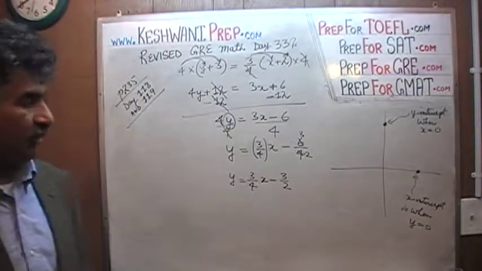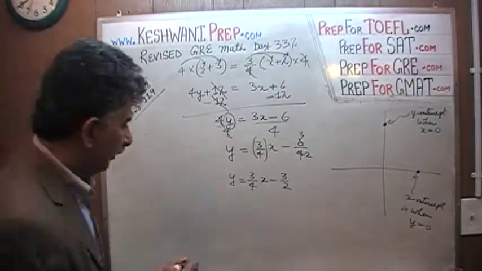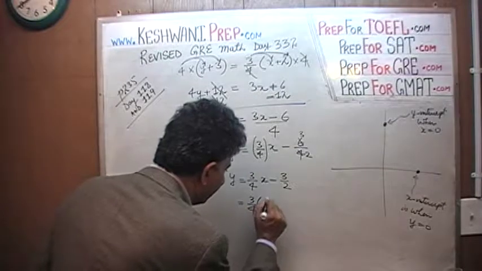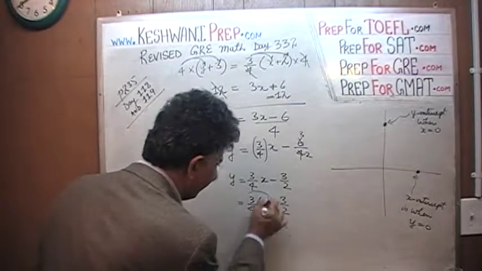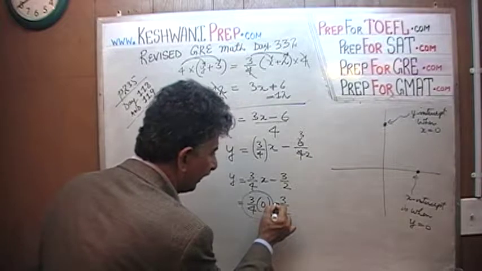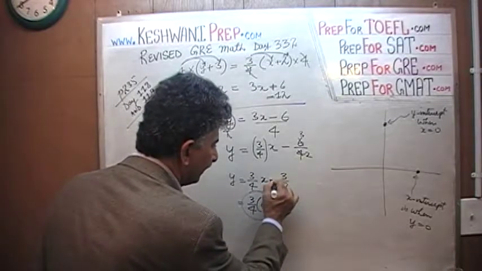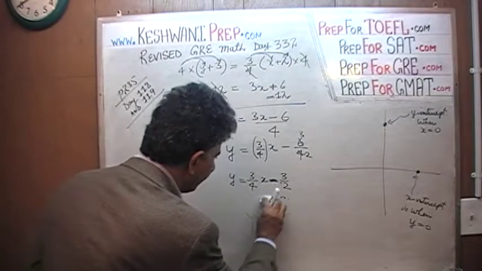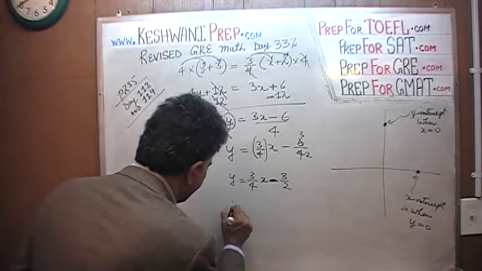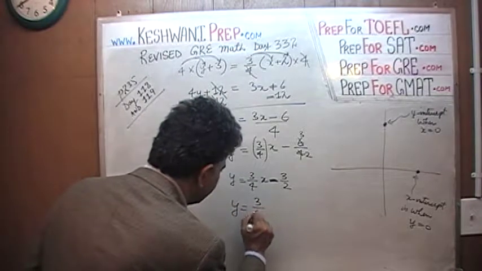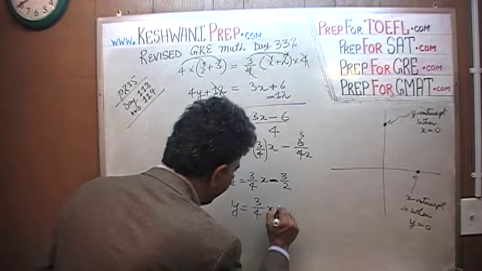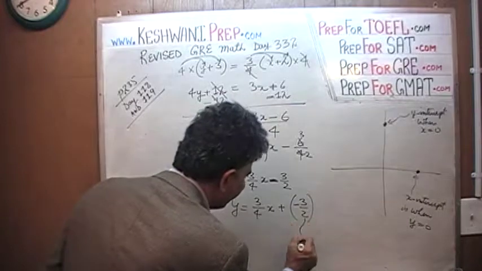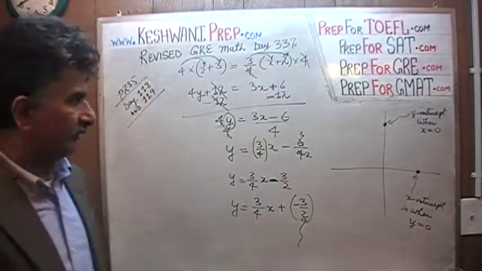Finding the y-intercept actually is very easy when x equals 0. When x is equal to 0, 3/4 times 0 minus 3/2, this is just 0. So it's negative 3/2. So this part right here, y equals 3/4 x plus a negative 3/2. This negative 3/2 is our x-intercept.